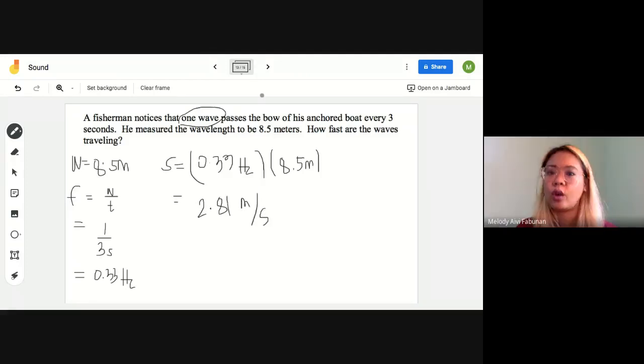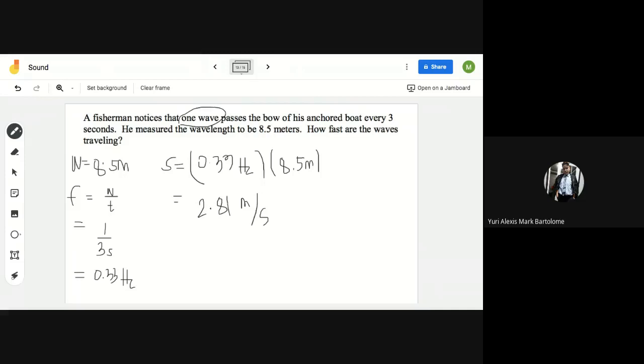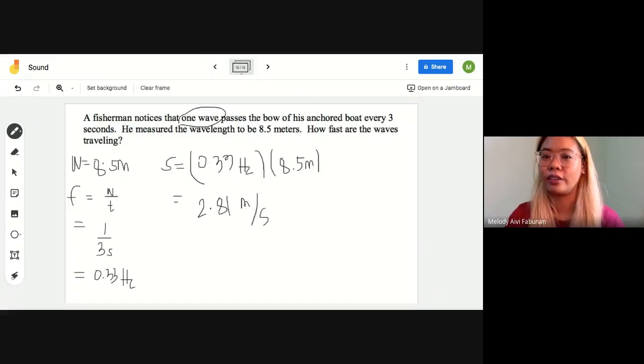Okay. So, kailangan makompute nyo muna ng tama yung frequency before you can compute for the actual speed. Sino ang nakakuha ng tama for the frequency? Raise your hands. So, si Reynald. Si Reynald lang ang nakakuha ng frequency, therefore si Reynald lang ang nakakuha ng speed. Tama ba ako? Yes po, sir.